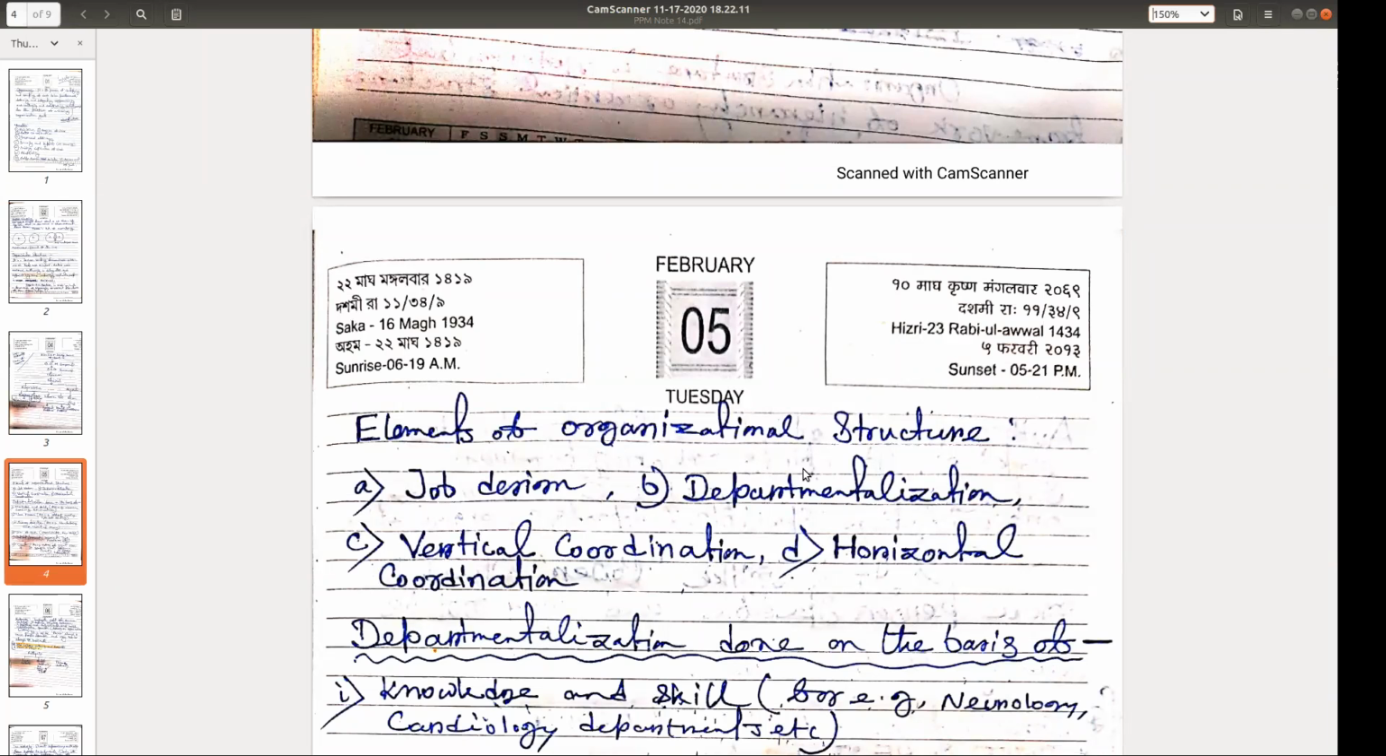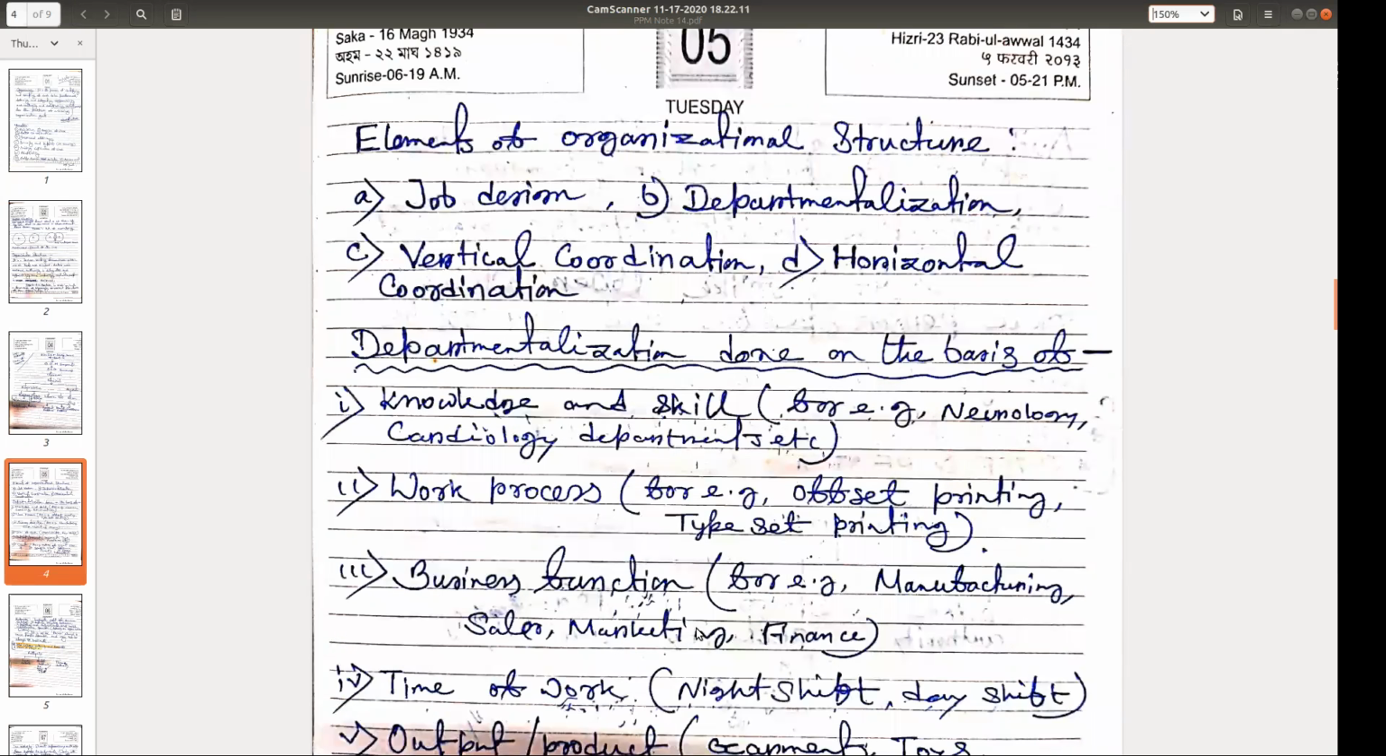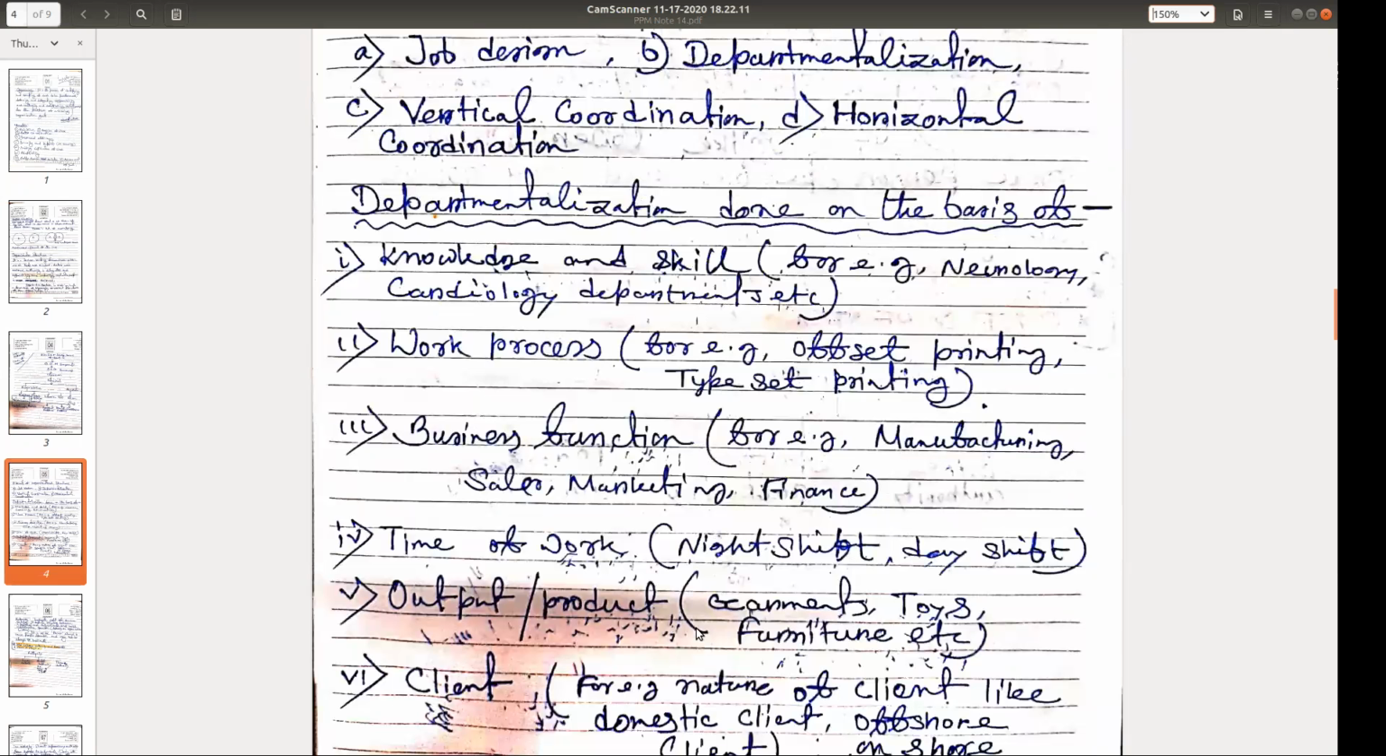Now, I have told you that there are different departments. So departmentalization is one very important task. Departmentalization, or subdividing the whole organization into different departments, is done on the basis of several things. What are those things?